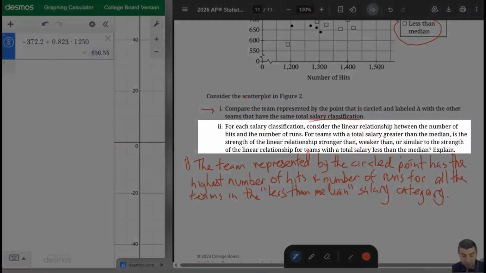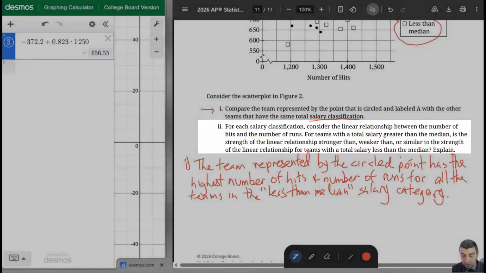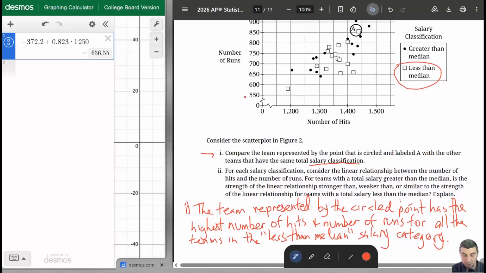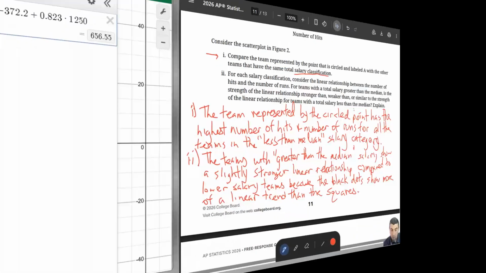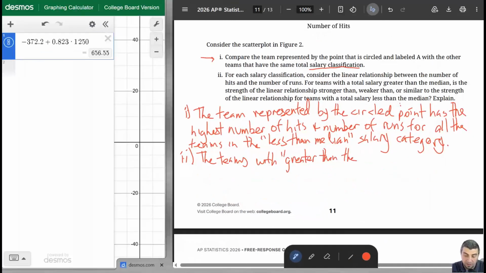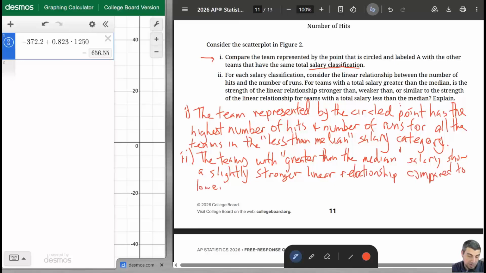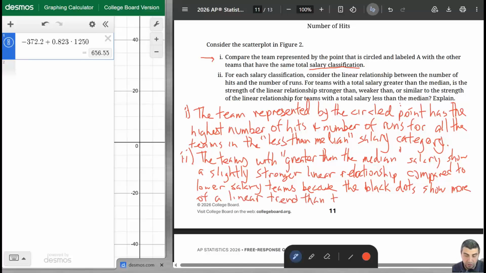Part 2, for each salary classification, consider the linear relationship between the number of hits and the number of runs. For teams with a total salary greater than the median, is the strength of the linear relationship stronger than, weaker than, or similar to the strength of the linear relationship for teams with a total salary less than the median? The teams with greater than the median salary show a slightly stronger linear relationship compared to lower salary teams because the black dots show more of a linear trend than the squares.